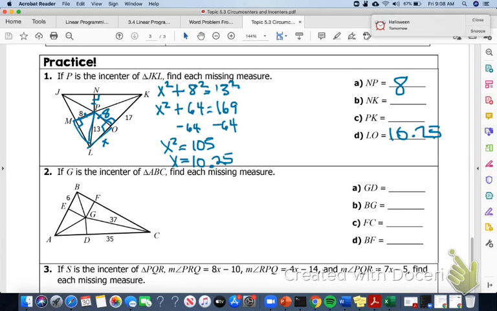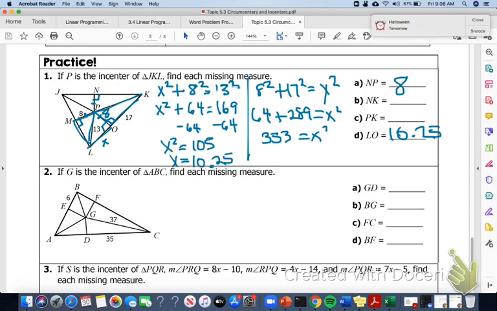Alright. And then we need to find PK, which is a hypotenuse of PKO. So we need to do 8 squared plus 17 squared equals x squared. So I get 64 plus 289 equals x squared. And that's 353 equals x squared. So if I take the square root of 353, I get 18.79 equals x. And that would be PK. And then NK, so we can use congruent triangles here since we have an angle here, and then a side. OK is congruent to NK, so NK is 17.